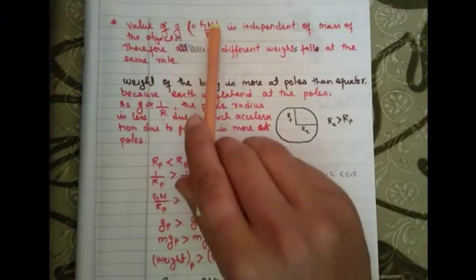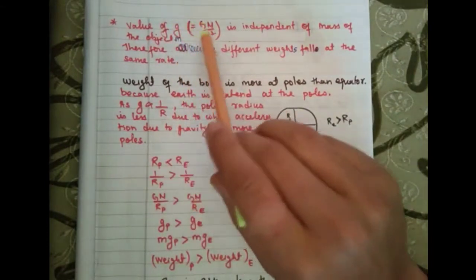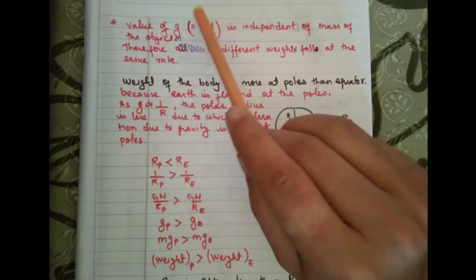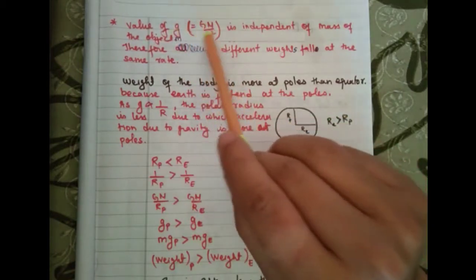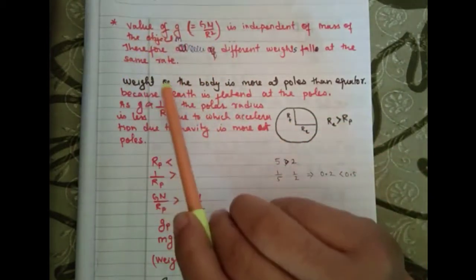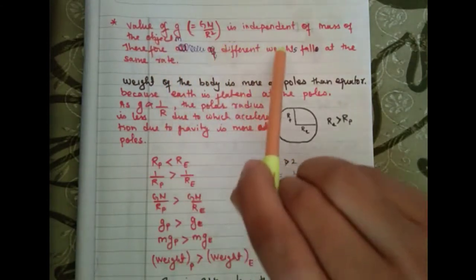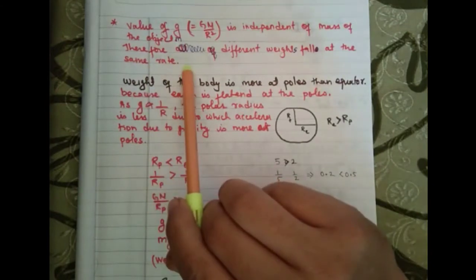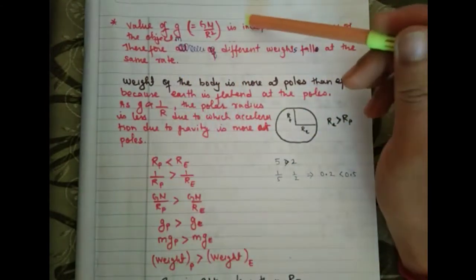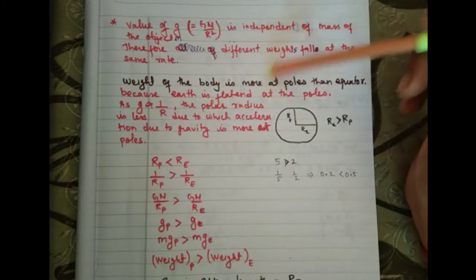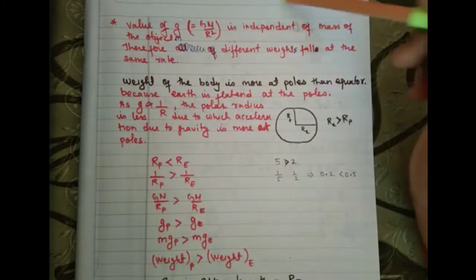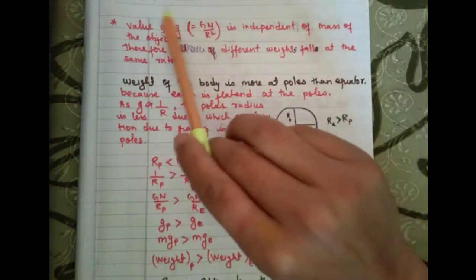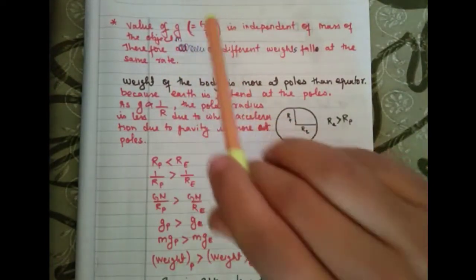If you see the final expression of acceleration due to gravity, there is no small m. That means the acceleration due to gravity on the surface of the earth does not depend on the mass of the object. Whether you take a big mass or a small mass, they will fall at the same rate. If you drop a big iron ball or a small iron ball from the same height, they will reach the ground at the same time, because the acceleration does not depend on the mass of the object.